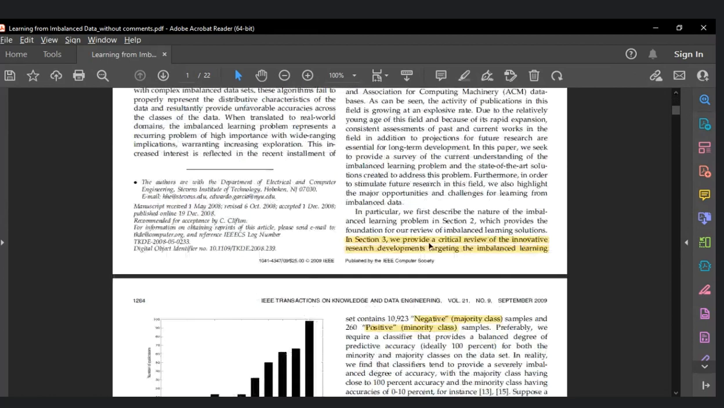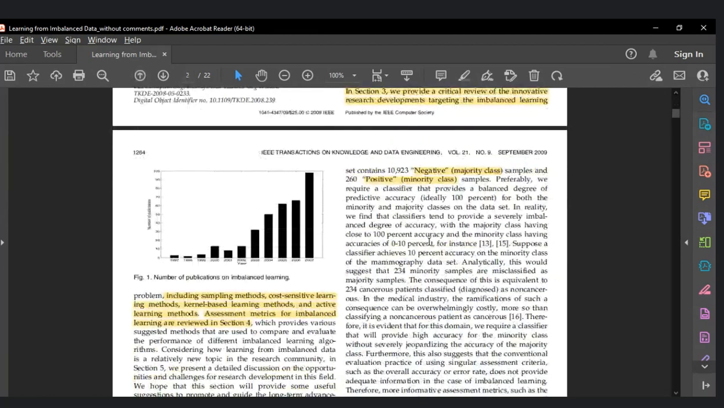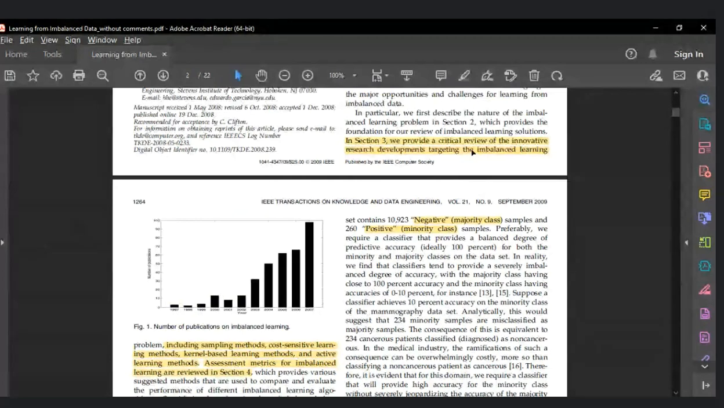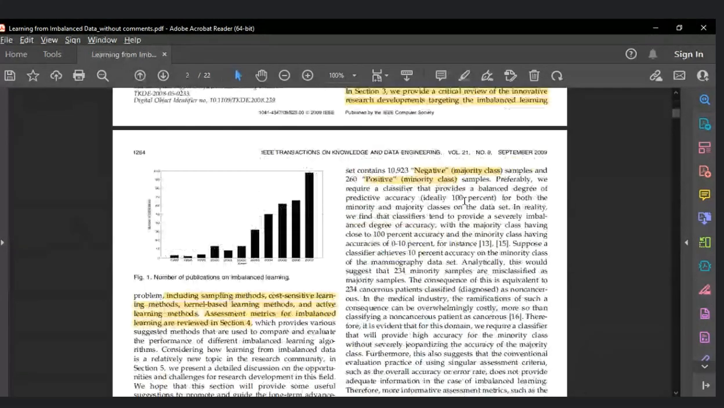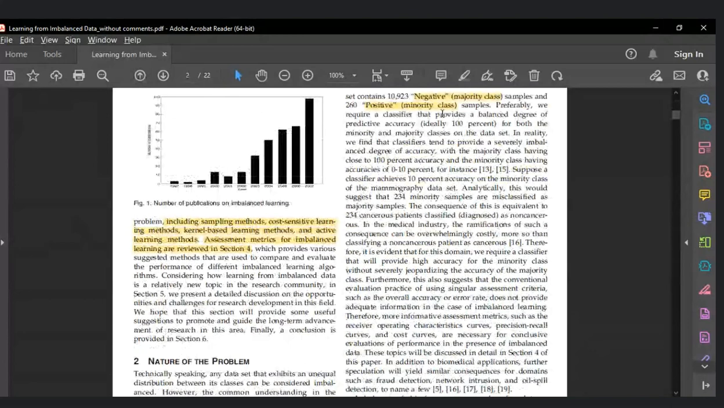So before we even kick off, there are a couple of concepts that we need to be aware of while considering this paper. This paper goes through a mammogram data set. In here, the majority class is the negative class, and by negative class it means that people don't have cancer. Positive in here is the minority class, which is much less in quantity, as you can see, only 260 out of almost 11,000. That is the positive class.